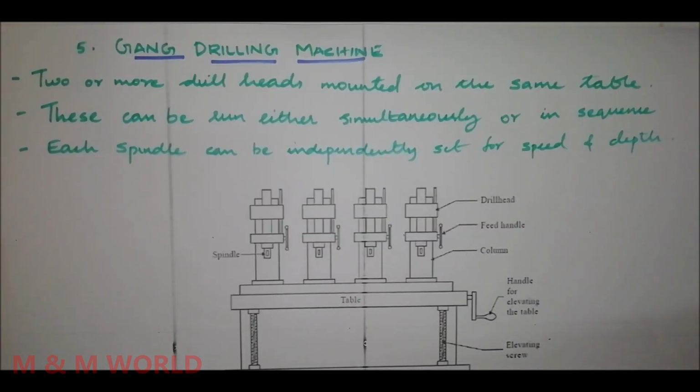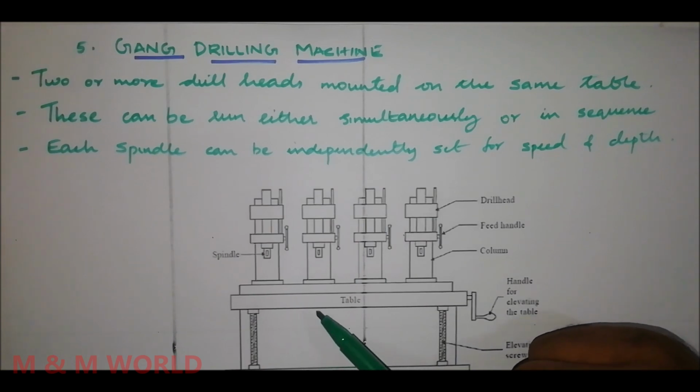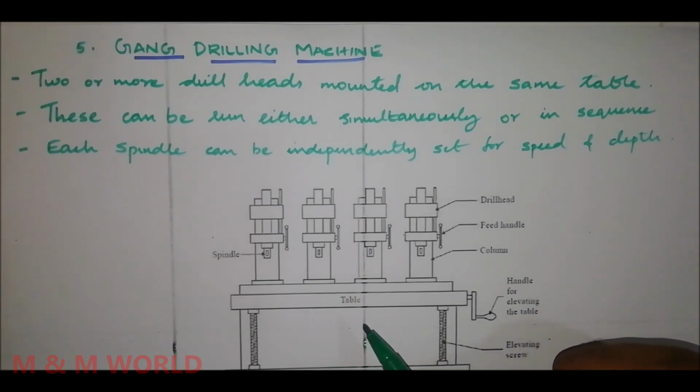So the next one is the gang drilling machine. When a number of single spindle drilling machine columns are placed side by side on a common base and on a common work table, the machine is known as a gang drilling machine.